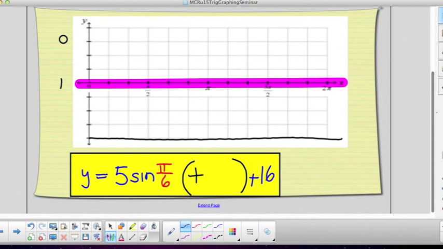Is that what we said? 16? Yes, 16. My maximum is at 21. My minimum, we said, is at 11, right? So this is not to scale, but if we plot out our points, we're going to start at my minimum. I'm going to go over here, then in another 2 I'm going to go to my maximum, back over here, back to my minimum. Okay? That's for one complete cycle.